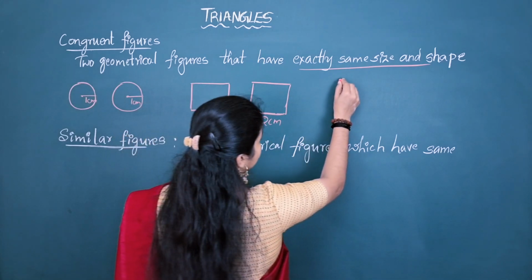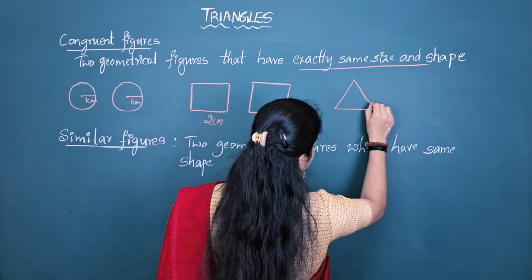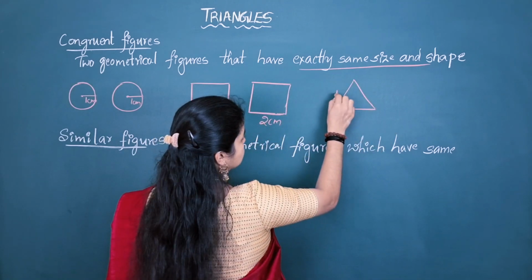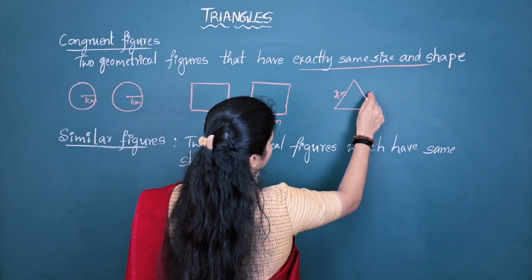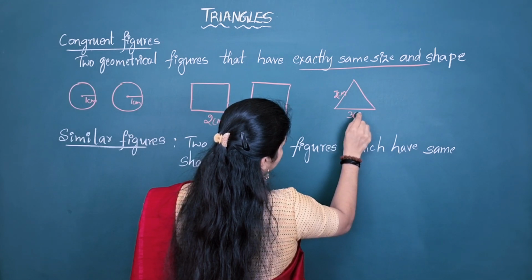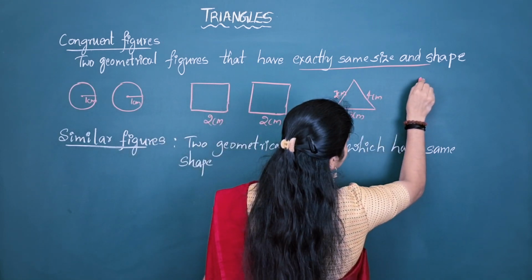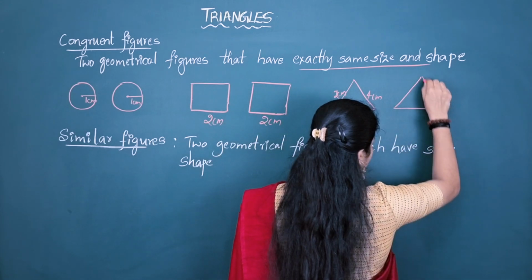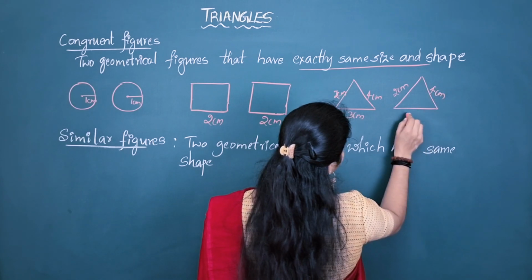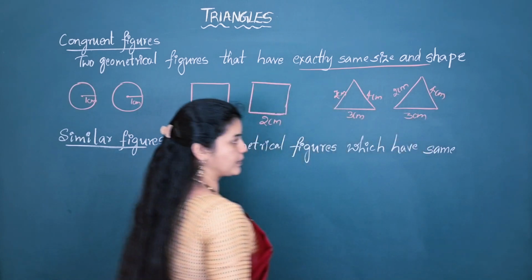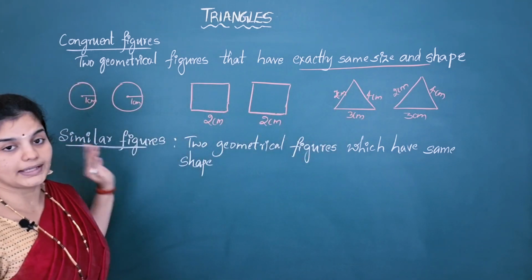So since this is a triangle chapter, let us consider a triangle also. So illi ondu triangle consider ಮಾಡಿ. So this is 2 centimeter, this is 3 centimeter and this is 4 centimeter. ಇದೆ ಅಂತ ಹೇಳಿ ಅನ್ಕೊಳ್ಳಿ. ಅದೇ another triangle with the same measurement. This is 2 centimeter, 4 centimeter and 3 centimeter. Okay, these figures are called as congruent figures.